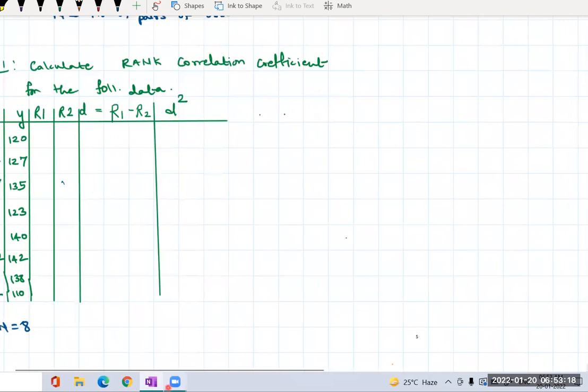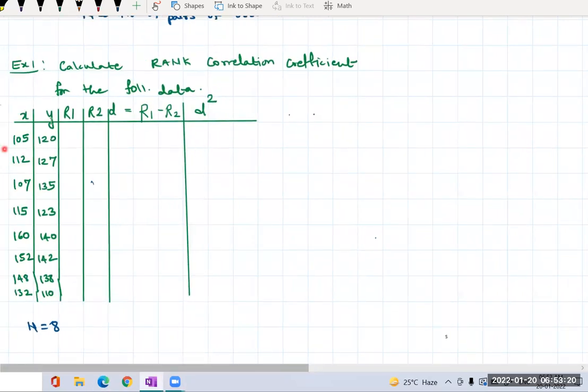So this is an example. Calculate the rank correlation coefficient for the following data. X and Y, 1, 2, 3, 4, 5, 6, 7, 8. 8 pairs are given over here. I have purposely chosen a full-fledged big example. In a written examination, this type of example can be asked for 5 marks. Once you know how to solve such examples, even if the data is small, the technique will remain the same, only the time and the calculation part will be reduced.